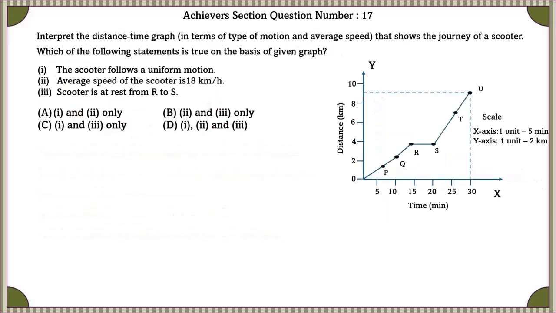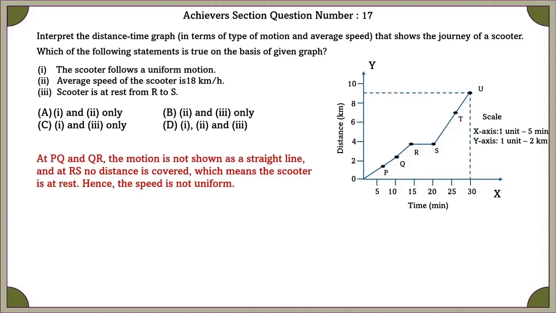Achiever section, question number 17. Interpret the distance time graph in terms of type of motion and average speed that shows the journey of a scooter. Which of the following statements is true on the basis of the given graph? First one, the scooter follows a uniform motion. Second one, the average speed of the scooter is 18 kilometers per hour. Third one, scooter is at rest from R to S.